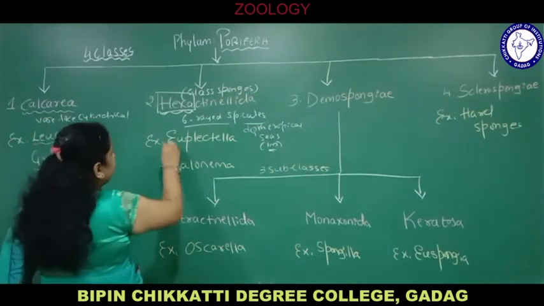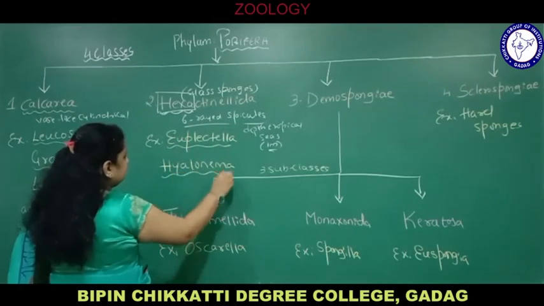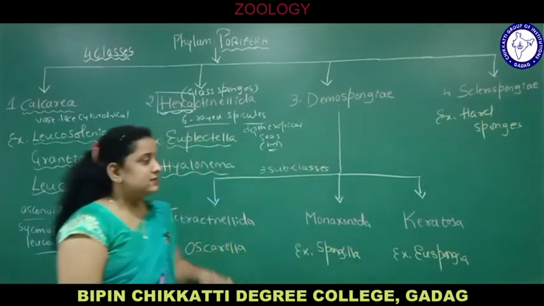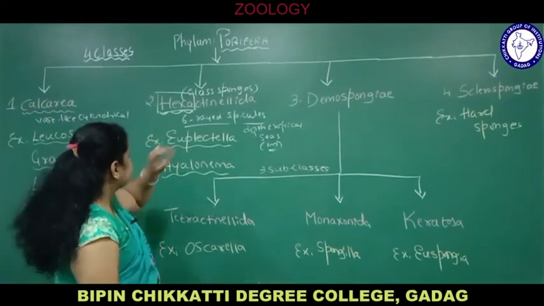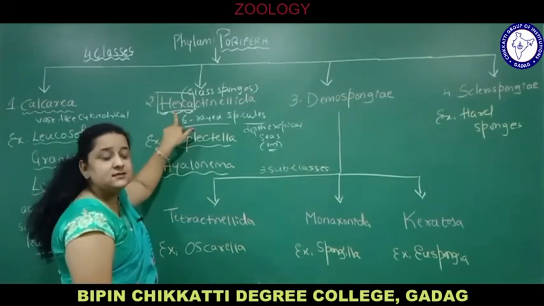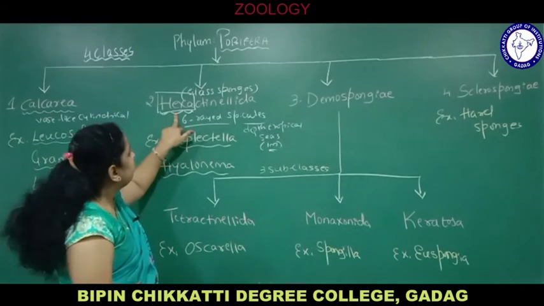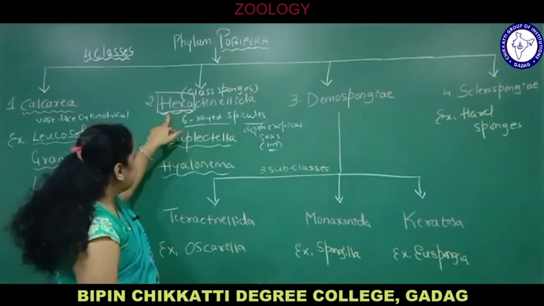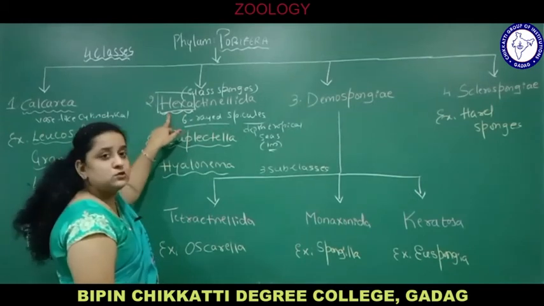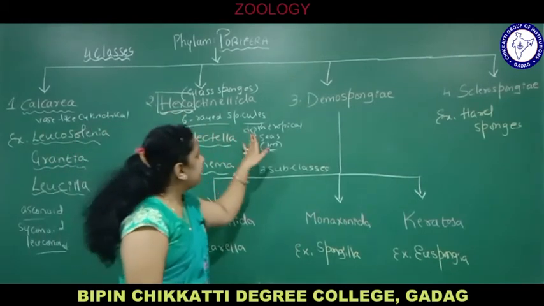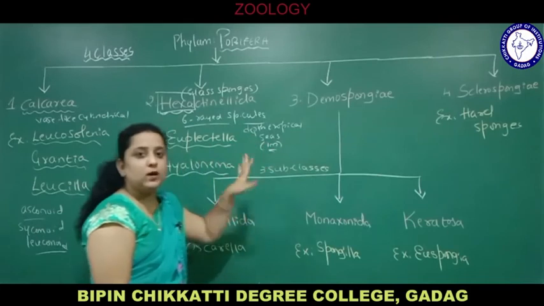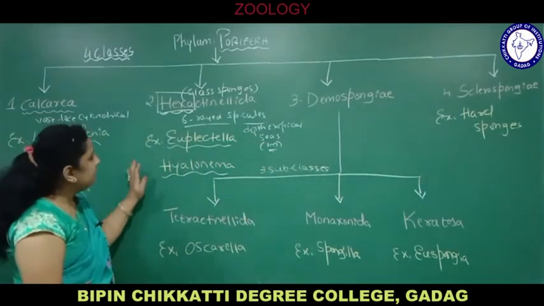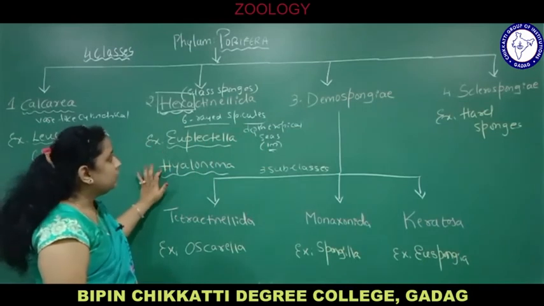Examples are Euplectella and Hyalonema. They are commonly called glass sponges. Once again, Hexactinellida means the characters are, they have how many rayed spicules? Six rayed spicules. So they are named Hexactinellida. Here the spongocoel is well developed and they grow in deep tropical seas up to 1 meter, commonly called glass sponges. Examples are Euplectella and Hyalonema.